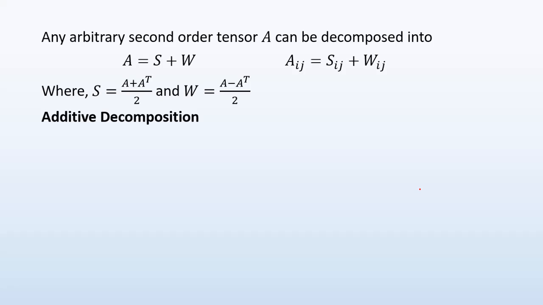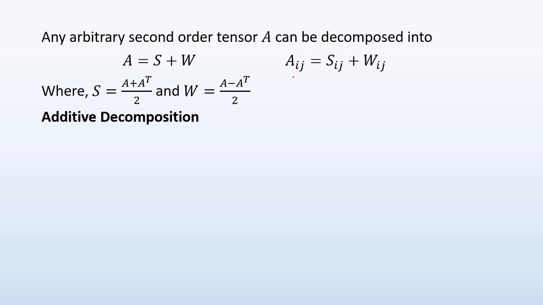So any arbitrary second order tensor A can be decomposed into a symmetric form and an antisymmetric form. We have done this already in your matrix classes. That is, A can be written as S plus W, where the symmetric form S is equal to A plus A transpose by 2 and W is equal to A minus A transpose by 2. You can prove this using any simple matrix you can find. Try this. We have already done this in your elementary classes.